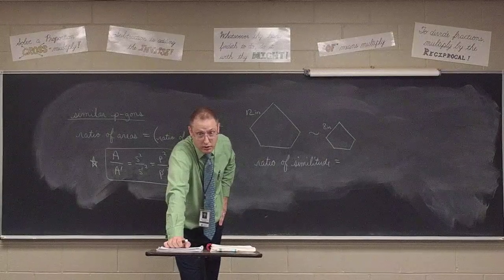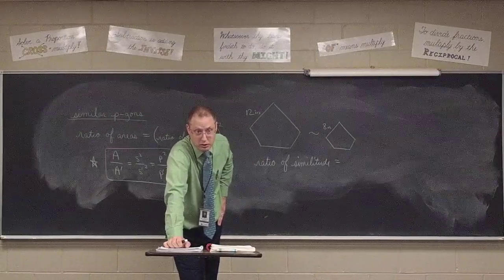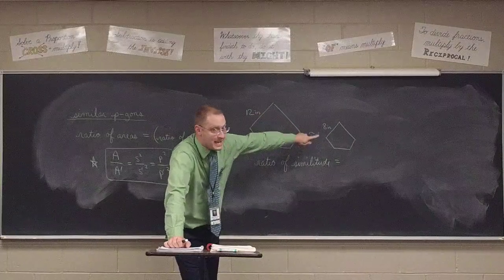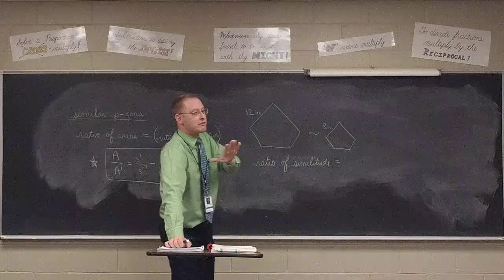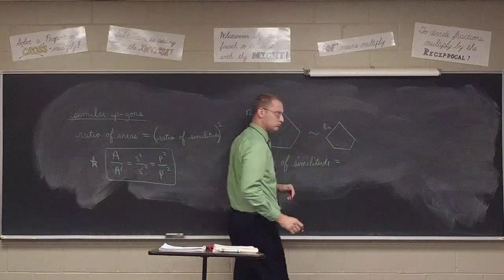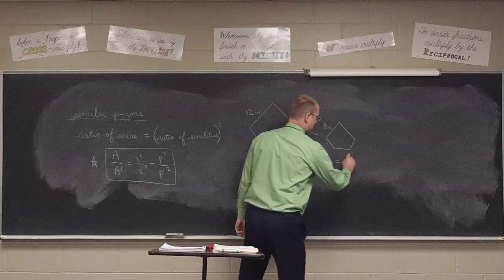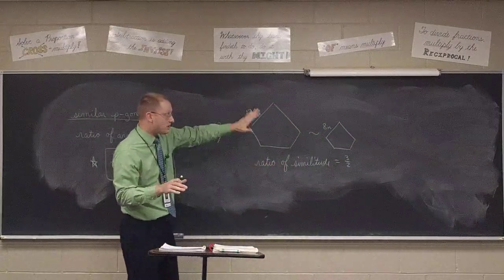Class. My 8th graders know this. What's the ratio of similitude? 12 to 8. It's the ratio of any two corresponding sides. But we wouldn't leave 12 to 8, right? We would reduce it down to 3 to 2. That's the ratio of similitude. Any two corresponding sides make a ratio out of it.